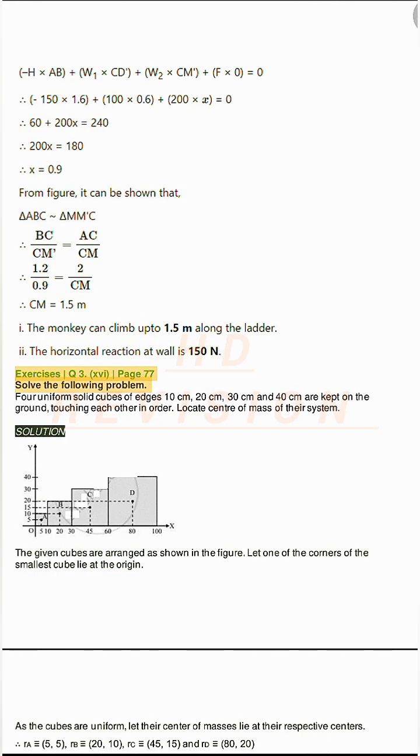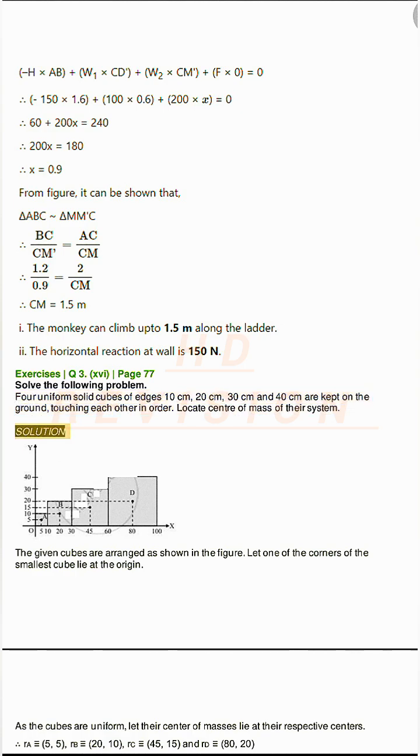Exercises Q3. XVI, page 77. Solve the following problem. 4 uniform solid cubes of edges 10 centimeters, 20 centimeters, 30 centimeters and 40 centimeters are kept on the ground, touching each other in order. Locate center of mass of their system.